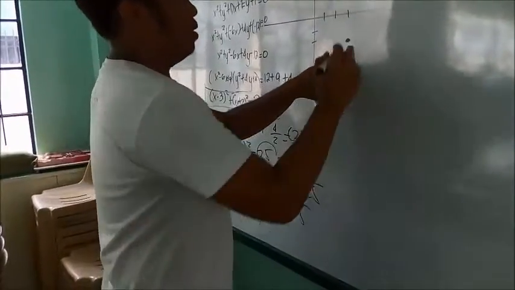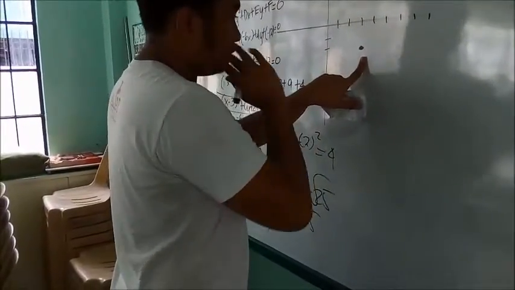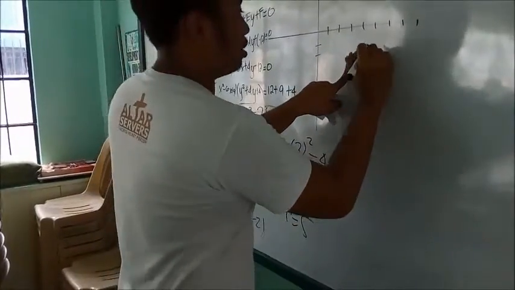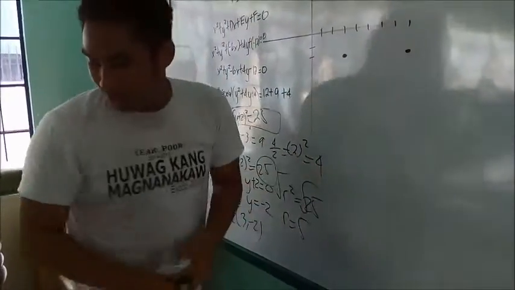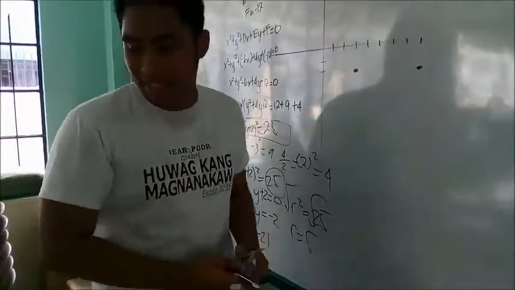So we will just plot 5 units from the center. So 1, 2, 3, 4, 5. So you can graph it easily again. You just encircle it using the compass.